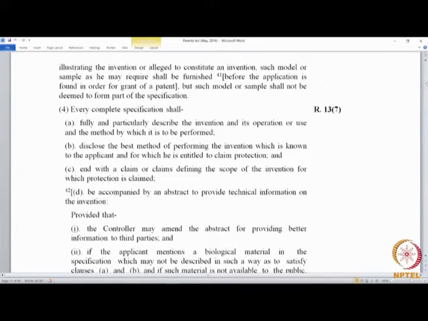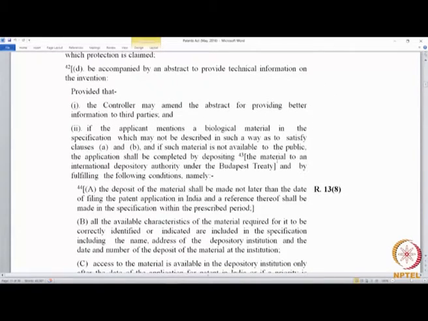Now, what should be there in the abstract is detailed in Rule 13. The controller has the power to amend the abstract if the information provided in the abstract is not clear, or if the controller feels that by amending the abstract better information will be communicated to third parties. The abstract is one of the parts in the specification which would be the subject matter of an initial search.